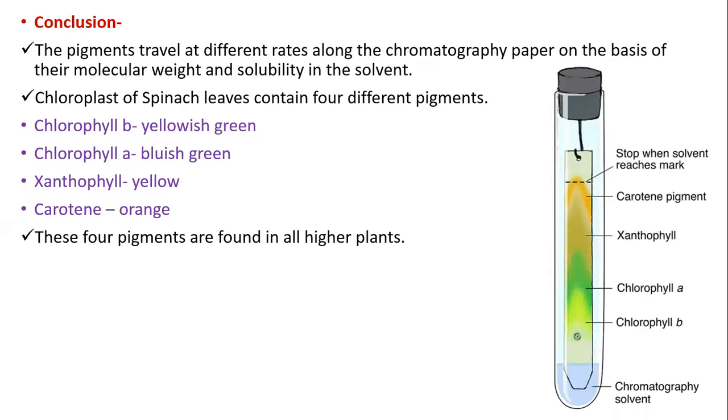When you look at this diagram, you will understand the first pigment to get separated is chlorophyll B because of its higher molecular weight, which is yellowish green in color. Then chlorophyll A, which is bluish green in color. After chlorophyll A, the pigment which gets separated is xanthophyll, yellow in color, and at the last, the lightest pigment which gets separated is the carotene, which is orange in color. Remember the order, it is B, A, X, C.